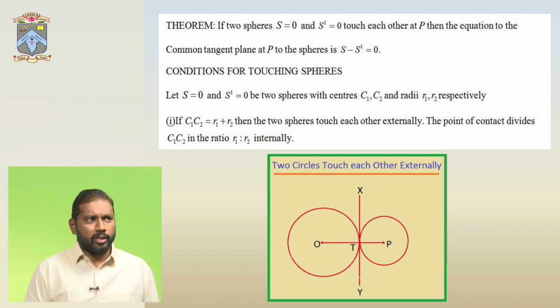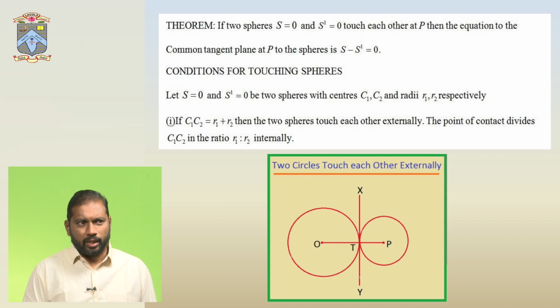Now, conditions for touching spheres. Now, I am going to take two spheres S = 0 and S' = 0 with centers C1 and C2 and radii R1, R2 respectively. Here I am going to state two statements. First one is, if C1C2 = R1 + R2, then the two spheres touch each other externally. The point of contact divides C1C2 in the ratio R1 : R2 internally.